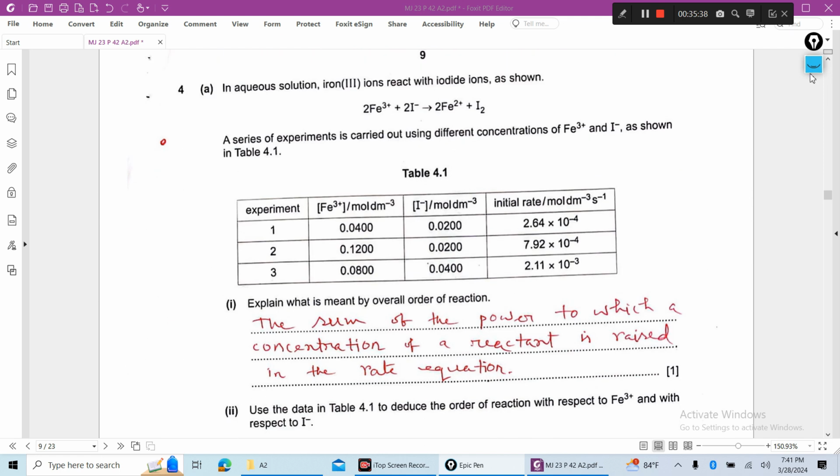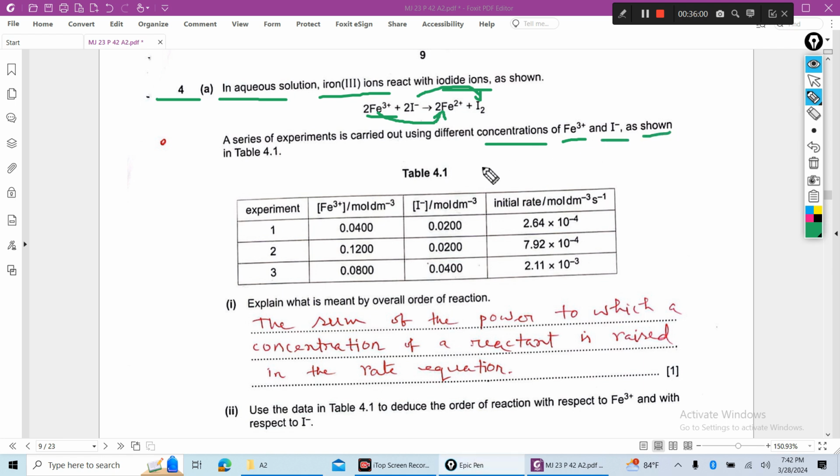Number 4. A. In aqueous solution, iron 3 ions react with iodide ions as shown. Iron 3 ion is reduced and iodide ion is oxidized, a redox reaction. A series of experiments is carried out using different concentrations of iron 3 ion and iodide ion as shown. This is table 4.1. Iron 3 ion concentration, iodide ion concentration, and their initial rate is given.